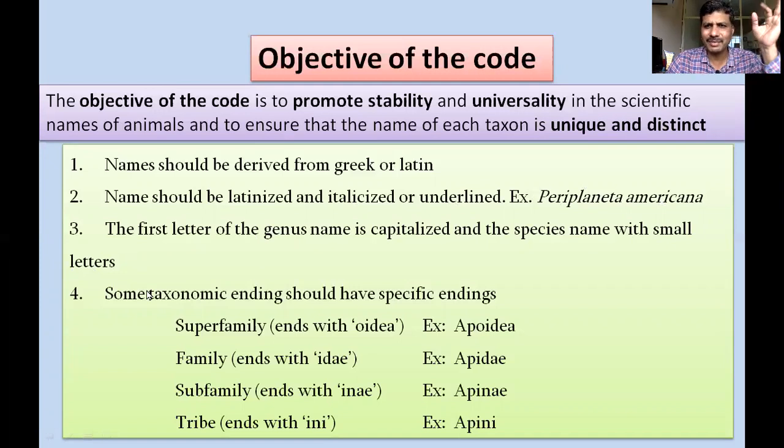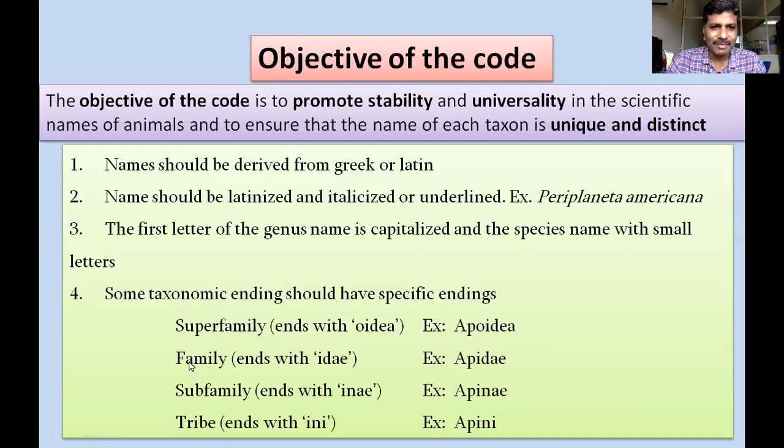And I was mentioning various categories: kingdom, class, subclass, order, suborder, like that, family, subfamily. Only some of these categories have specific endings. Some of the taxonomic categories have specific endings, like superfamily ends with -oidea. I will take the example of honeybees. Honeybees belong to the superfamily called Apoidea. So whenever you are using the term Apoidea, that indicates that we are talking about the honeybee superfamily.